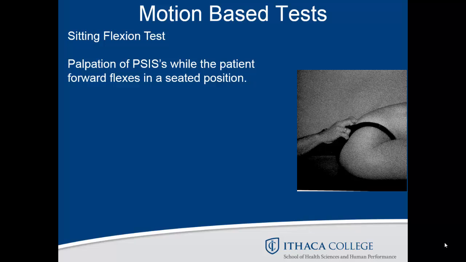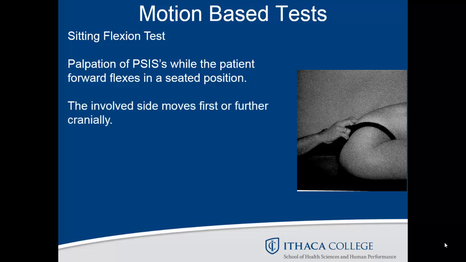If you're going to do this on a plinth in the clinic, what you want to do is make sure their feet are supported so they don't feel like they're going to fall off the table, or lower the table so that their feet are on the floor. And then the patient's going to separate their knees and just slowly drop their trunk down through their legs to flex forward as you palpate and track the PSISs.